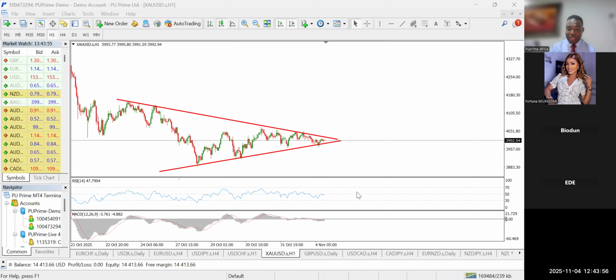And the rule around the symmetrical triangle pattern is this: if price breaks out to the upside, we will be looking at taking a buy trade. If it breaks out to the downside, we're looking at taking a sell trade. So let's just watch as the market goes. Wherever the breakout happens, that will point us to the direction we are trading. So it's either a buy or sell depending on the breakout direction. That's for gold.